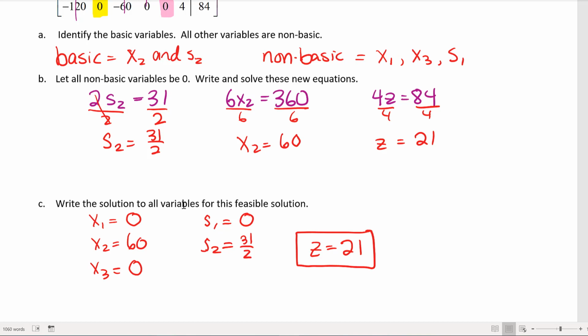I'm not sure if this is going to be the best solution or not, because we haven't learned that quite yet, but this is how you read a solution from a corner point off a simplex tableau.